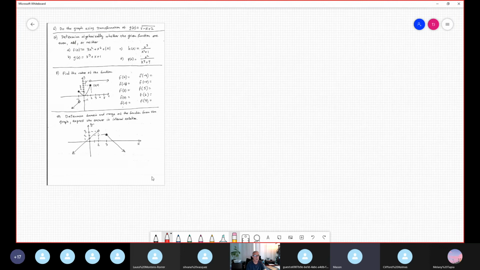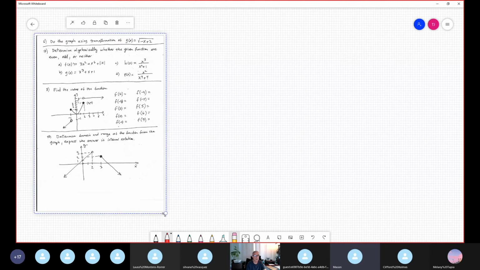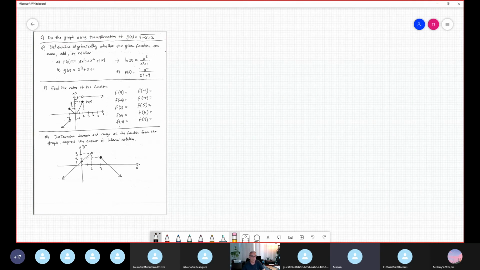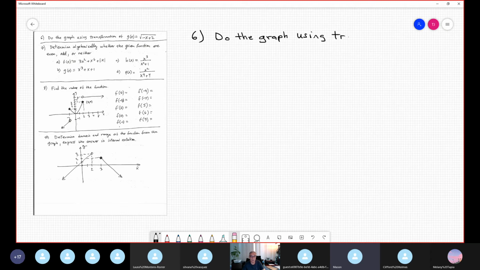The second page asks me in question number 6, it's similar to number 5 we did before. 6, do the graph using transformations of the function that they call g. And the function g is minus x plus 2. This is weird. This is really weird.